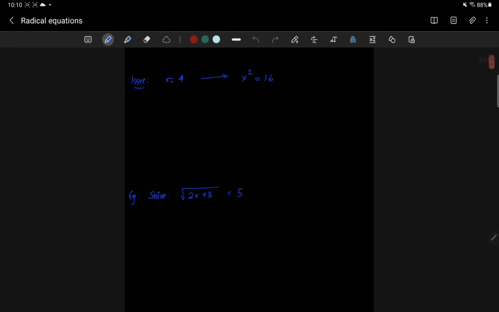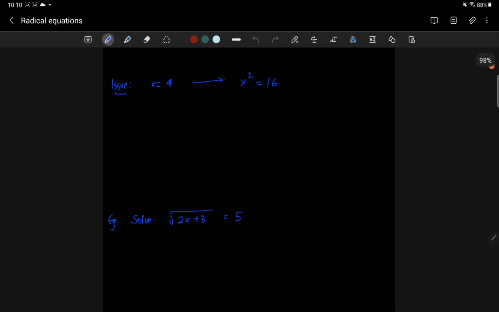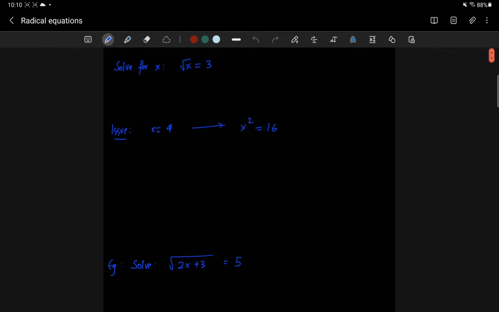Hi everyone. In this video we're going to look at radical equations and how to solve them. So again, it's a similar sort of progression. We learn about a particular kind of expression. We learn how to operate with it. We learn how to add, subtract, and multiply them. And finally, we make equations and see how to solve those equations.